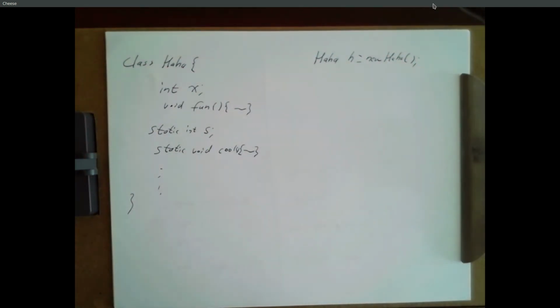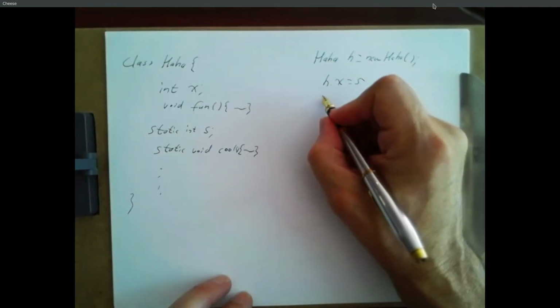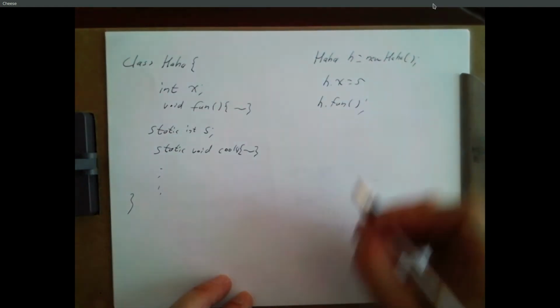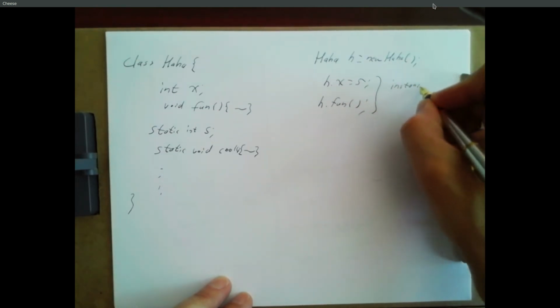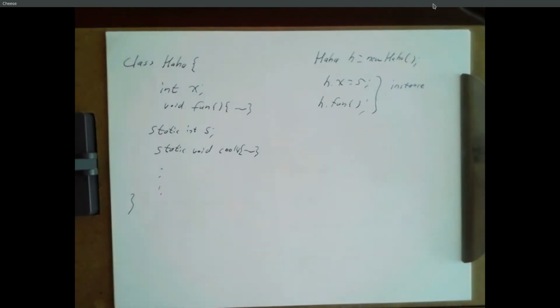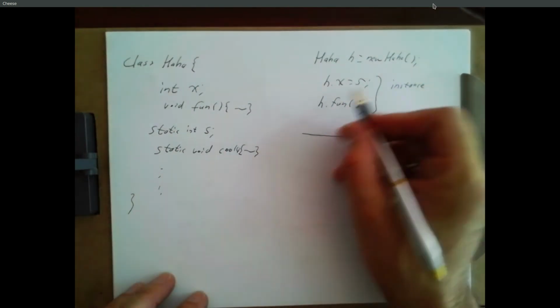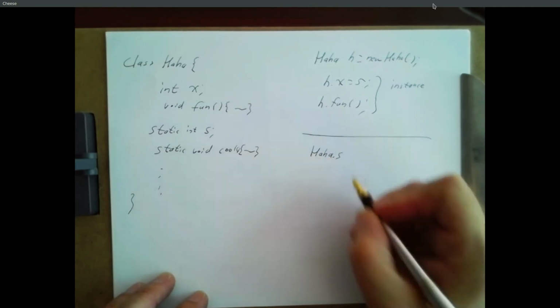To dereference, right, to access pieces of this, I can say, for example, h.x equals 5, or I can say I want to execute h.fun. Okay, and these things are called instance fields, instance methods. They're the way that we normally run things or access things associated with an object. But these things that are called static, s for example, I don't need to say h.s. The way that I should access s is by the name of the class .s.